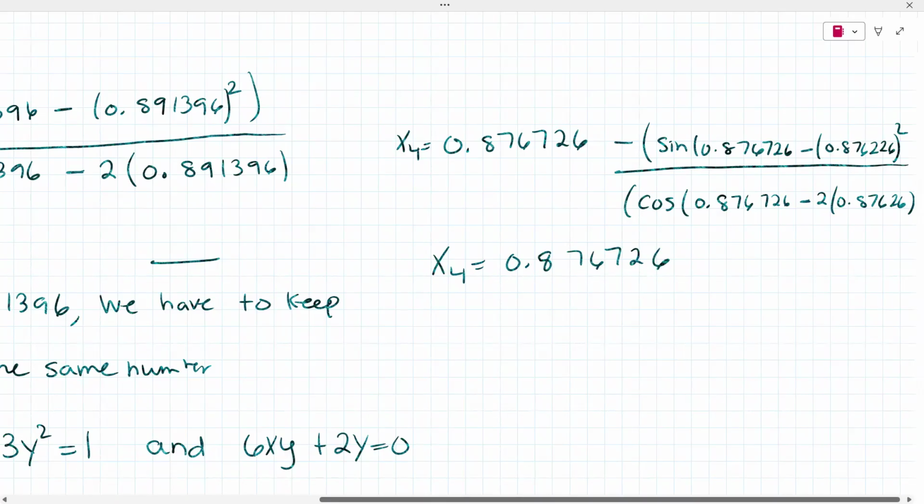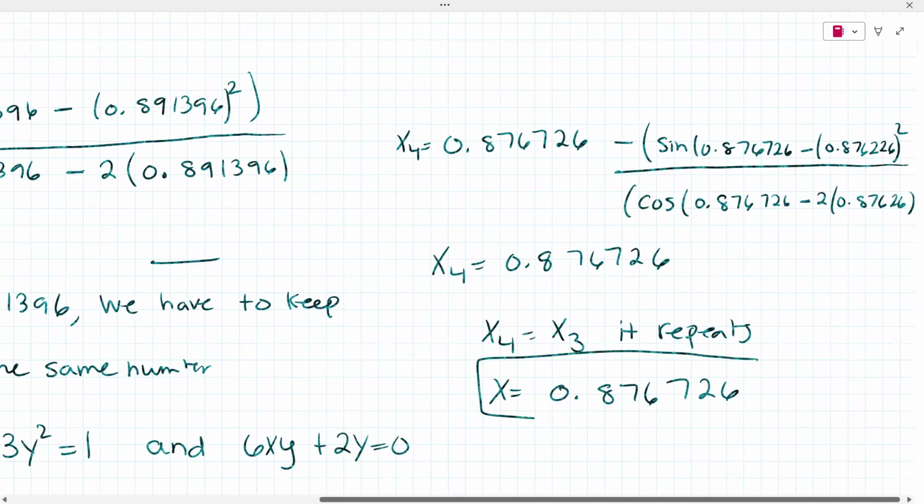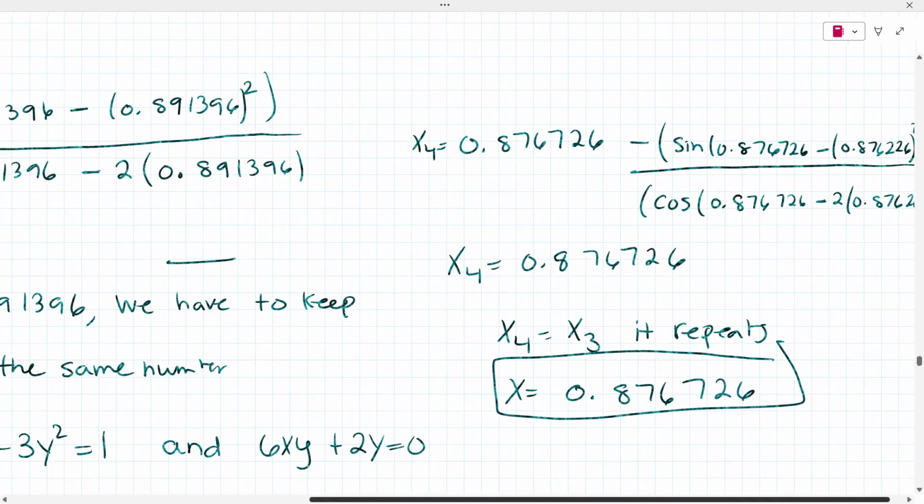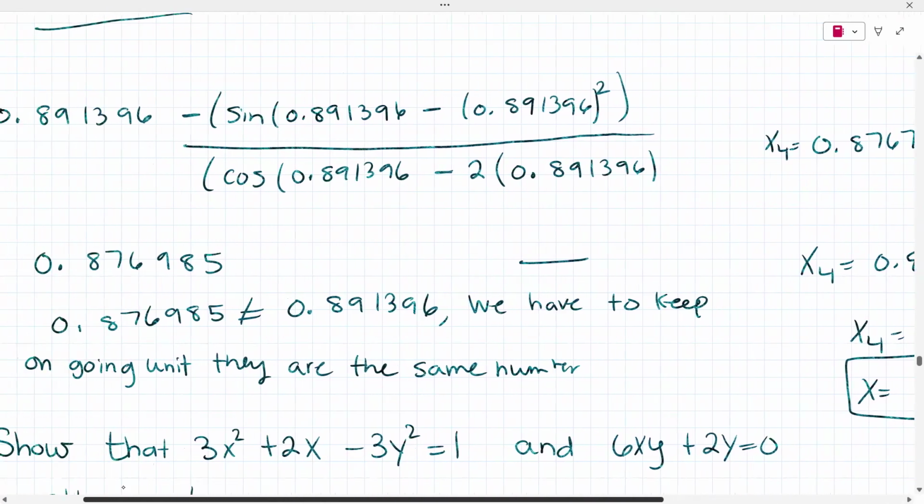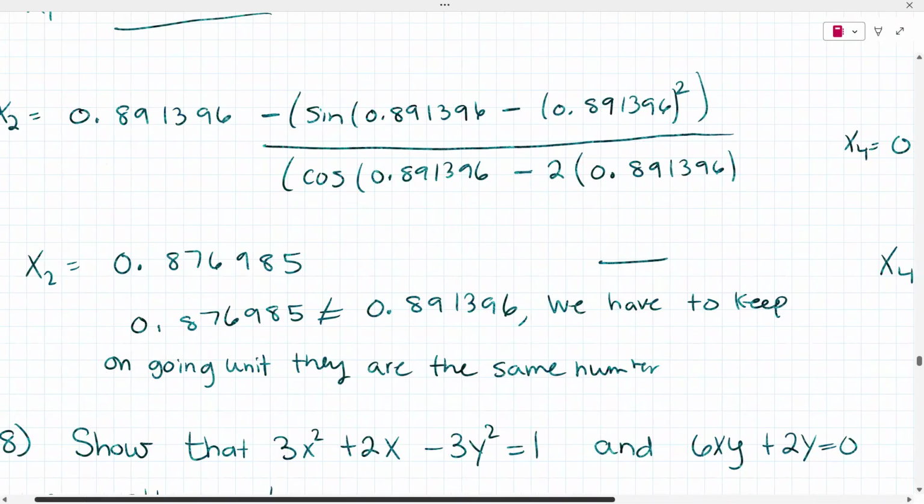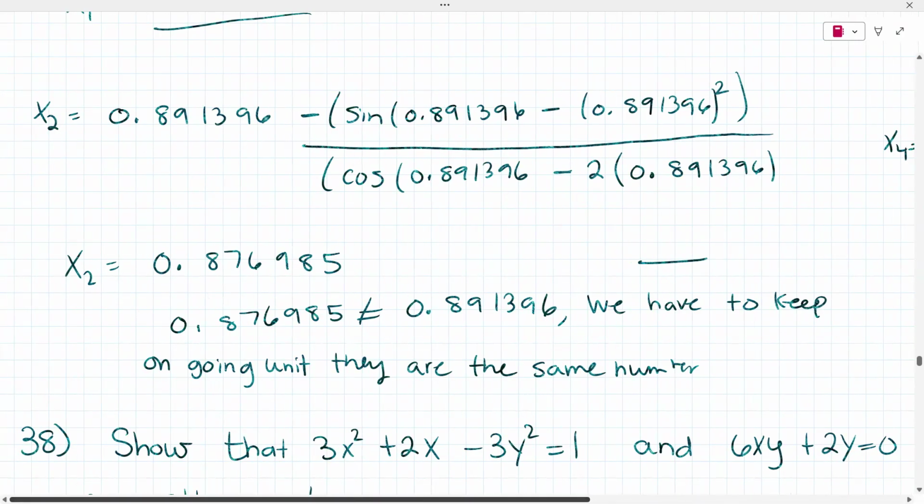0.876726, and that repeats, right? X4 repeats to your previous number, which is x3. So it repeats. So your x is going to be 0.876726. Okay. So yeah, that's kind of long. So that was using Newton's method. Okay, let's move on to 38.